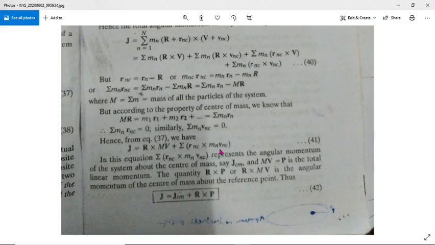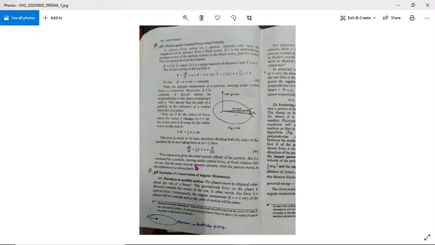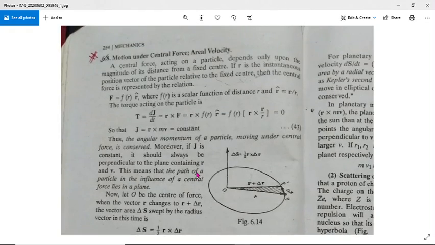Here this term represents the angular momentum of the system about the center of mass, that is JCM, and mv, that is mass into velocity, is the linear momentum. We can write it as P, the total linear momentum. The quantity r cross p, or r cross mv, is the angular momentum of the center of mass at the reference point. Thus the total angular momentum J is JCM, that is the angular momentum with respect to the center of mass, plus R cross P.